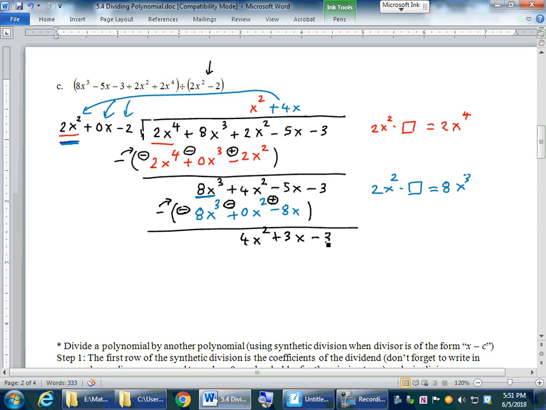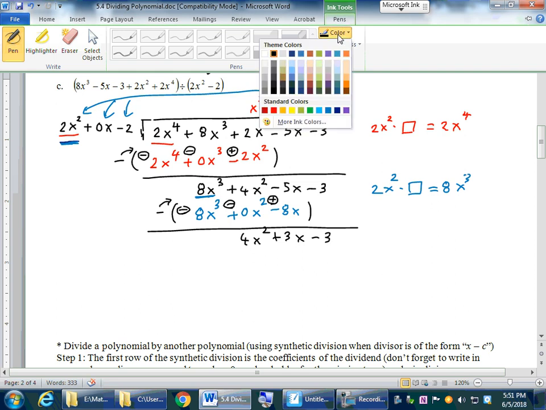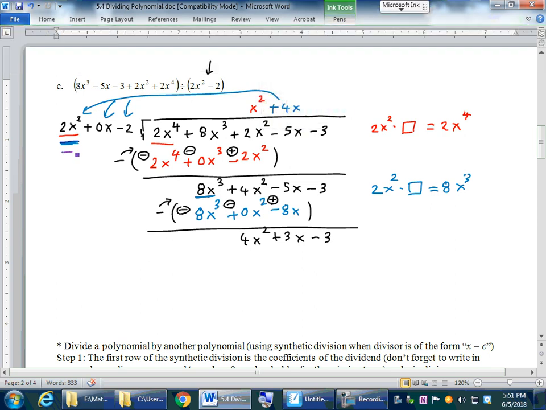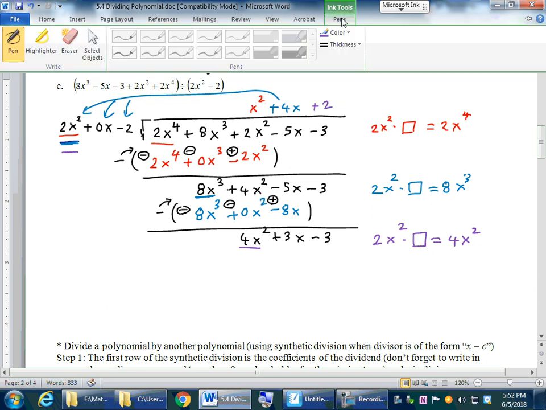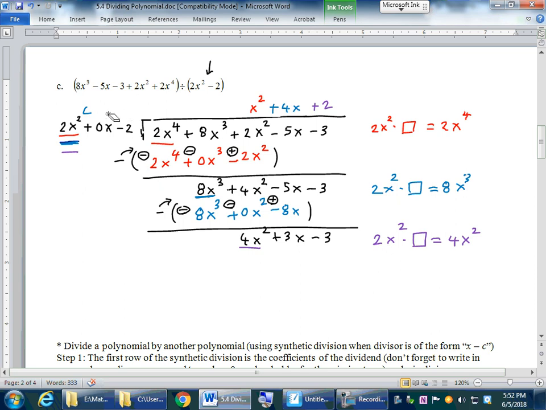Finally, our last step, which is this first term with this first term. So I ask myself, 2x squared times what gives me exactly 4x squared? That will be a positive 2, right? Positive 2. And then as usual, we simplify, right?